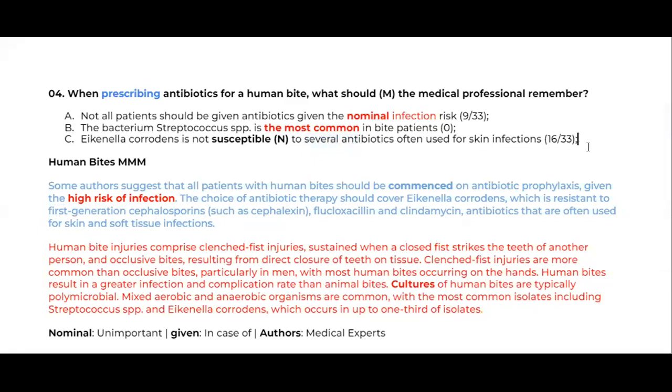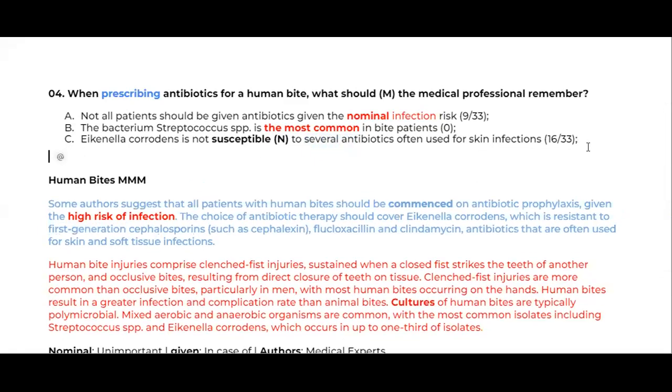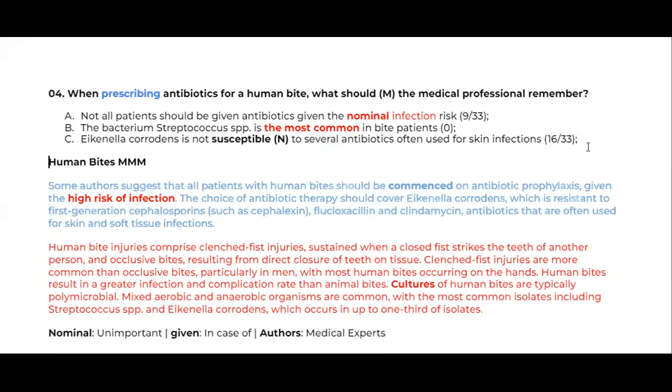I'll make it more clear to you. Several antibiotics often used for skin infections. Here, first generation is the one mentioned. Other generations and other types of antibiotics are missing here. So we can select C as the correct answer.